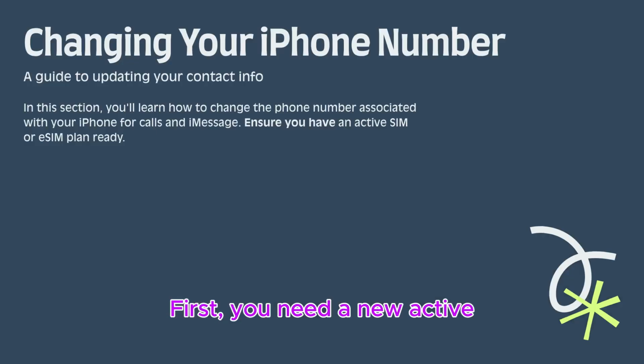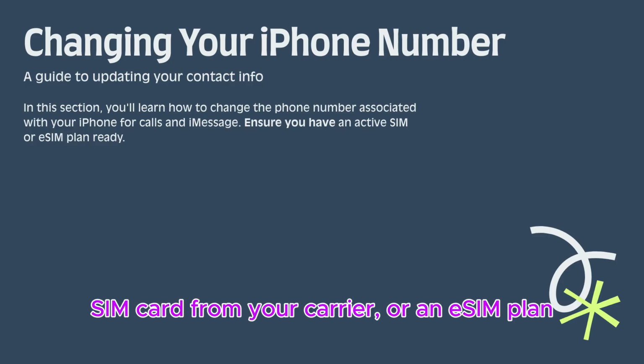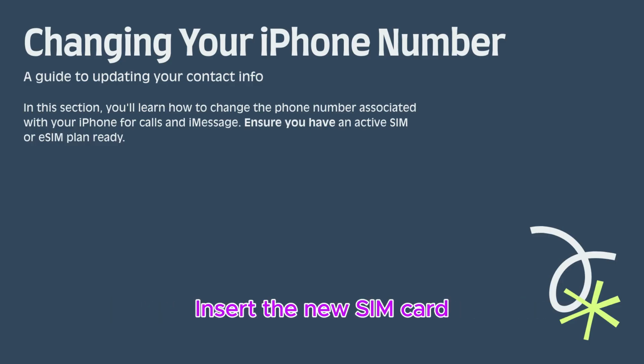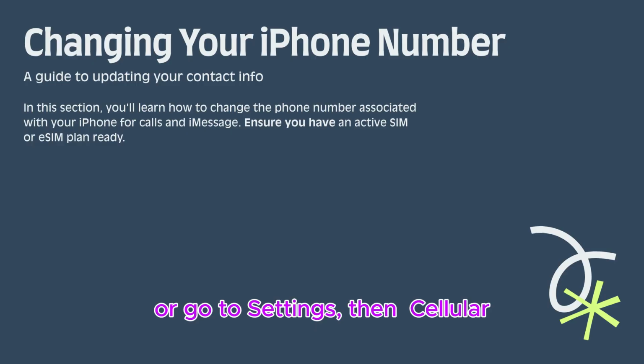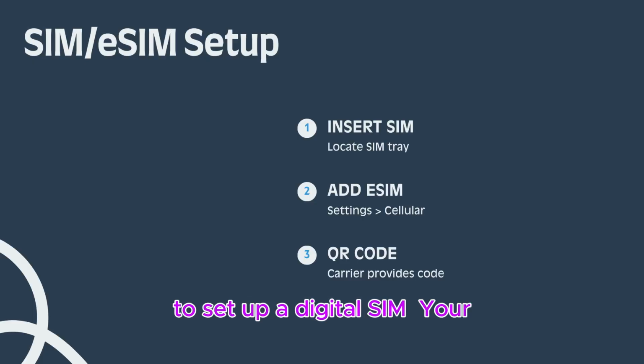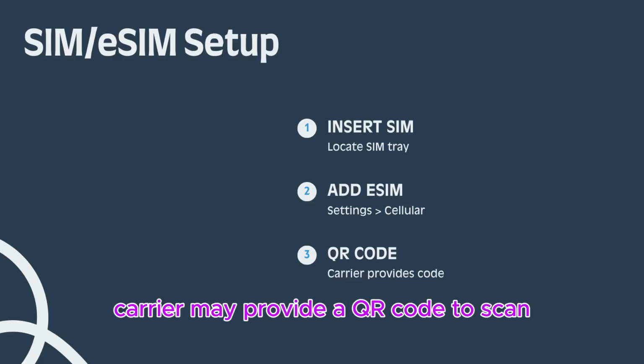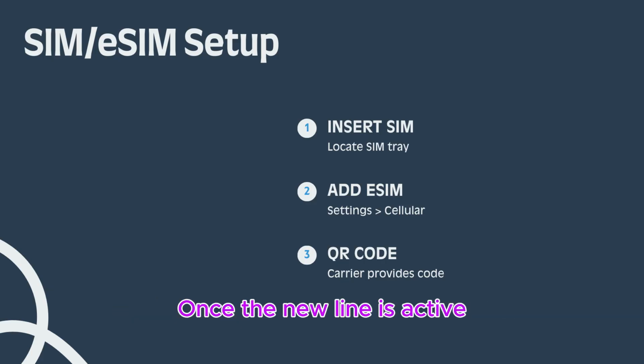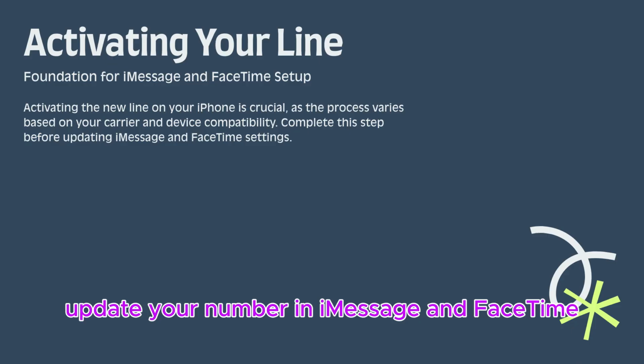First, you need a new active SIM card from your carrier or an eSIM plan. Insert the new SIM card or go to Settings, then Cellular, then add eSIM to set up a digital SIM. Your carrier may provide a QR code too. Scan. Once the new line is active, update your number in iMessage and FaceTime.